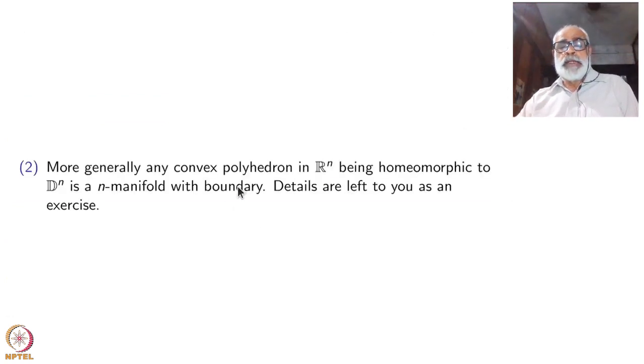So more generally, any convex polyhedron in R^n, being homeomorphic to D^n, is an n-manifold with boundary. Details are left to you as an exercise. I don't want to get into the definition of convex polyhedron and so on. If you don't know, you will have to learn it somewhere else. That is not central to the theme of this course.